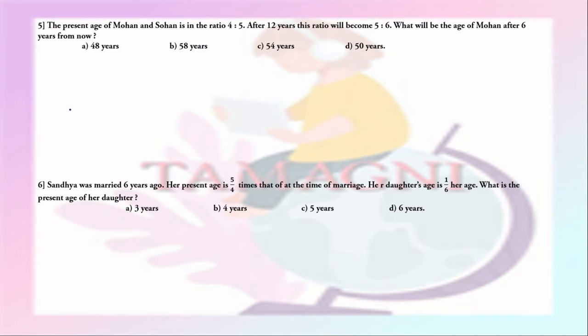Question number 5. The present ages of Mohan and Sohan are in the ratio 4:5. After 12 years, this ratio will become 5:6. What will be the age of Mohan after 6 years from now? The ratio of the present ages is 4:5. If we assume the present ages as 4x and 5x, then after 12 years it will be 4x plus 12 and 5x plus 12. Now this ratio will be equal to 5:6. From here we can get the value of x.